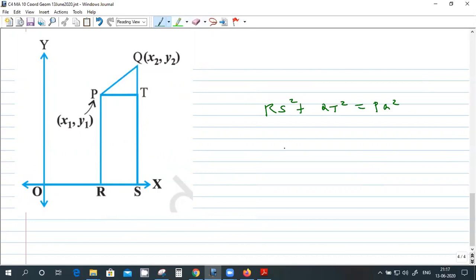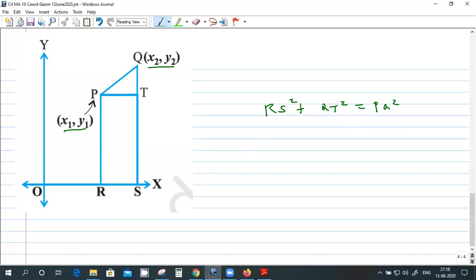PQ square. So what is RS? RS is a distance on X. You have to give this formula in terms of coordinates. X1, Y1 and X2, Y2 are the coordinates of the points. So in terms of coordinates, you have to get this distance. RS is X1, Y1, then, so X1, Y1 whole square.